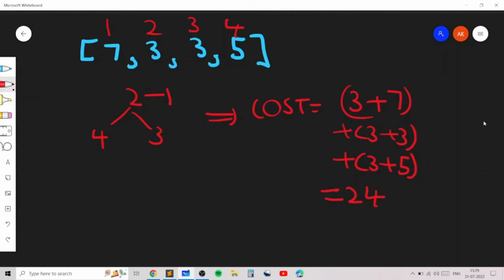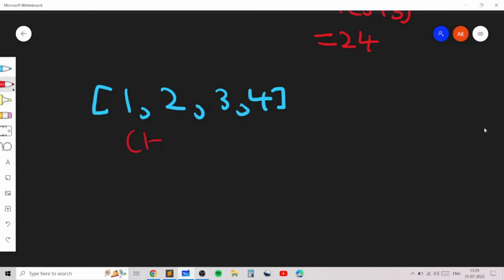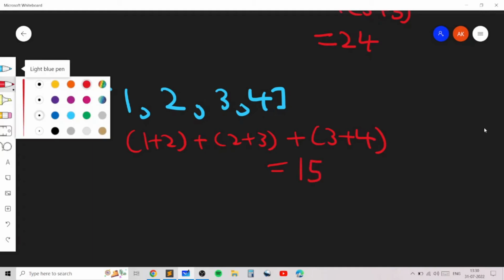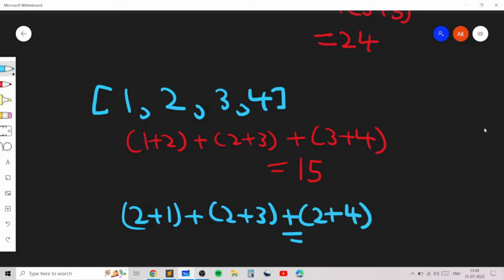But if you consider another example where you consider the numbers to be something like 1, 2, 3, and 4, for example, then if you just connect the adjacent values, if you connect 1 plus 2 and then 2 plus 3 and then 3 plus 4, you will get a cost of 15. And in this case, it's actually more optimal to connect the nodes, the values in this manner.